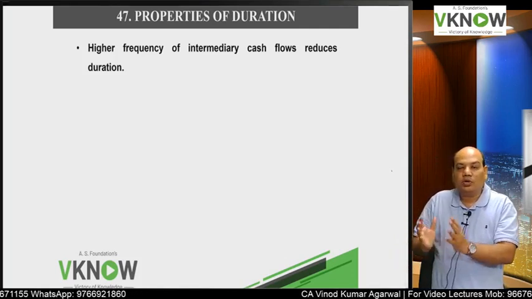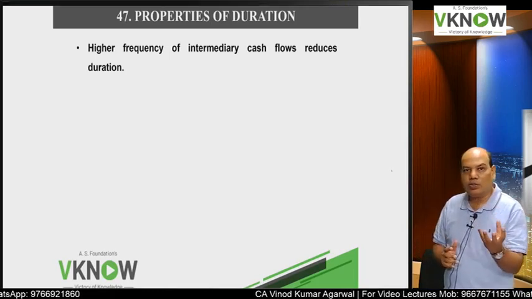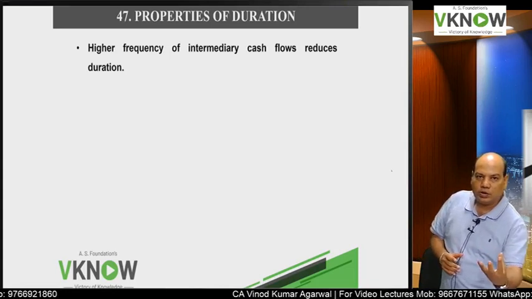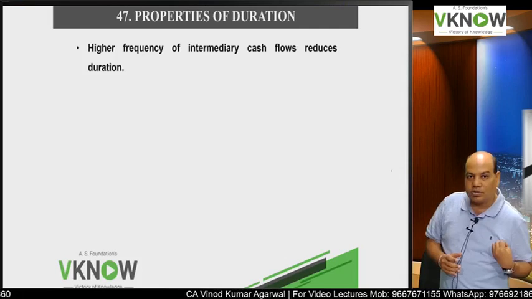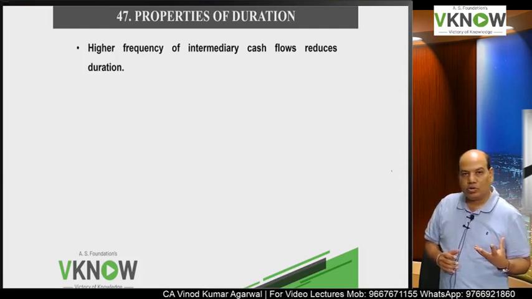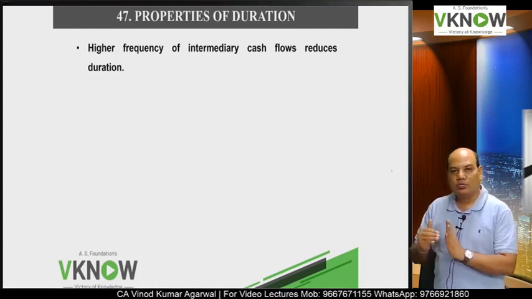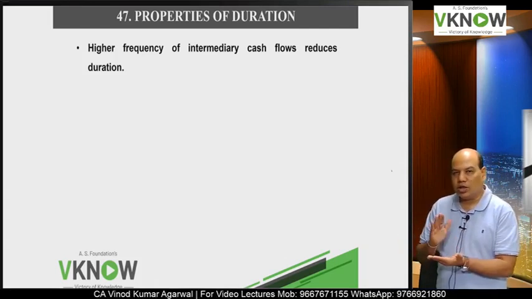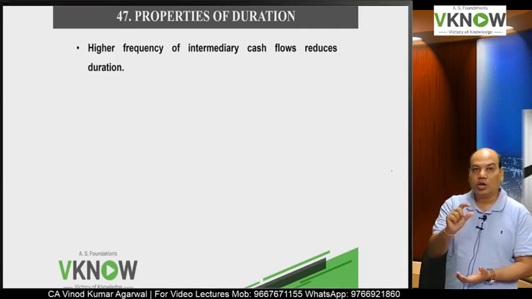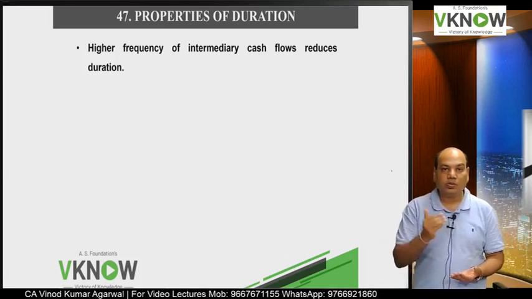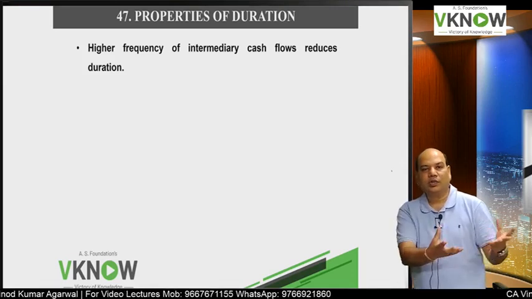Which one will have lower duration? A semi-annual bond where some cash flow you receive in 6 months itself, some cash flow you receive in 18th month itself. So that will have lower duration compared to the one which is an annual coupon paying bond, because earlier you receive cash flow, your duration will keep on reducing. A quarterly coupon paying bond will have a lower duration than a semi-annual coupon paying bond because your cash flows are recovered earlier.